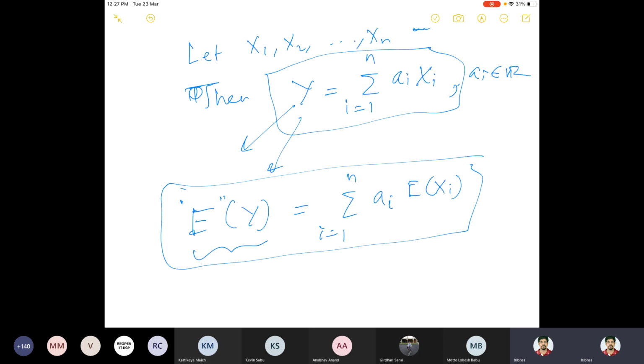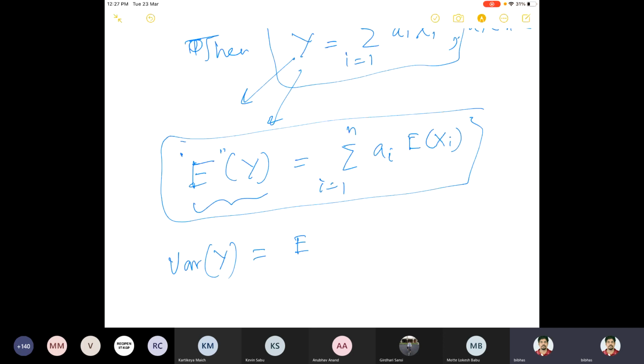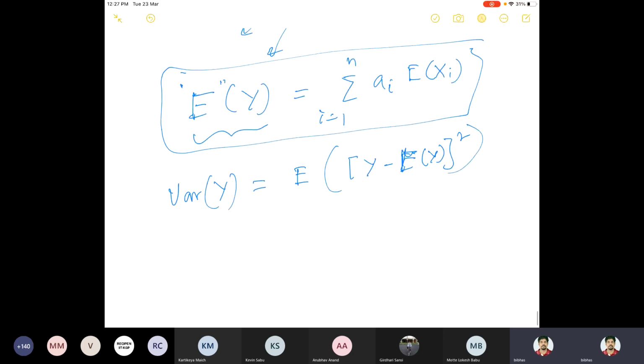So the definition of variance, if you recall, for a random variable y, is the expectation of y minus the expectation of y, the whole square. If you write it down, y is equal to the sum of ai xi, i equal to 1 to n, minus the sum of ai E of xi, i equal to 1 to n, and then its whole square.